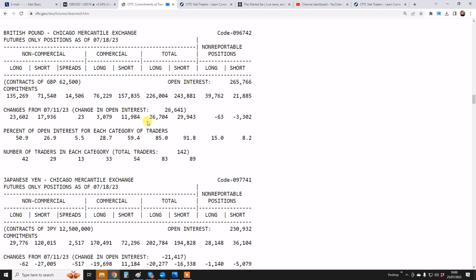So this is the raw data. You can get it for free. It's actual money positioning in the market. It's calculated on Tuesday, and you can get it on a Friday after the market closes. We're going to make sense of this data.